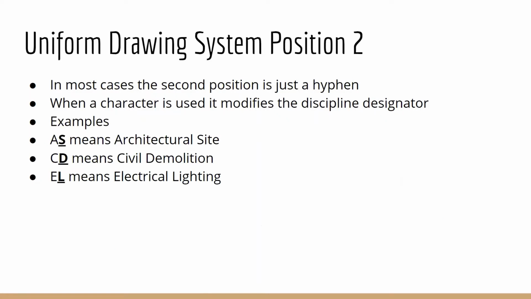The uniform drawing system position 2. In most cases, the second position is just a hyphen. When a character is used, it modifies the discipline designator. Some examples are AS would mean architectural site, CD would mean civil demolition, and EL would mean electrical lighting.